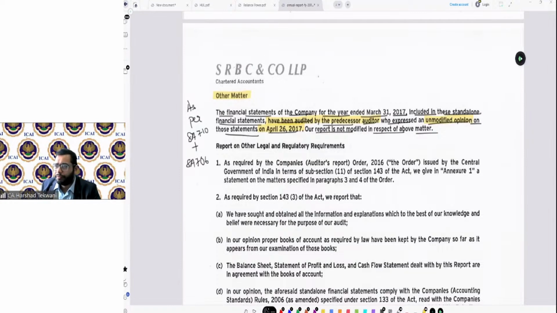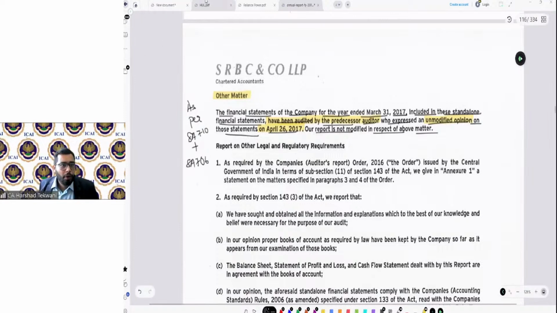Any doubt? So this is how I am required to report when the prior period was audited by some other auditor.